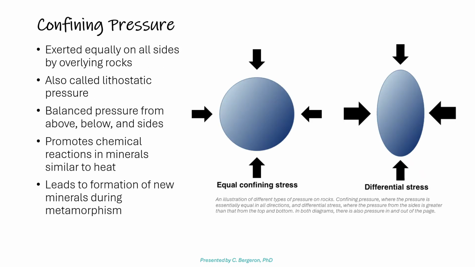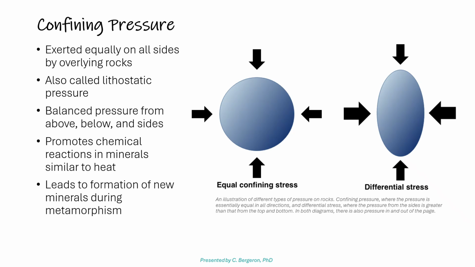So confining pressure is a key thing to consider when we're talking about pressure in a metamorphic setting. Pressure can be exerted on a rock that's under the surface simply due to burial, by things being stacked up on top of it. And when pressure is exerted from rocks above, it is typically balanced by pressure from below as it is being buried. And when you have equal pressure on all sides, we call that confining pressure or lithostatic pressure.